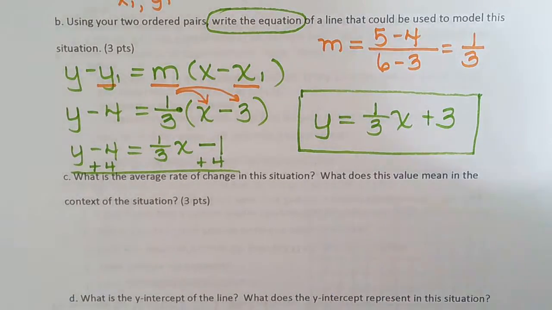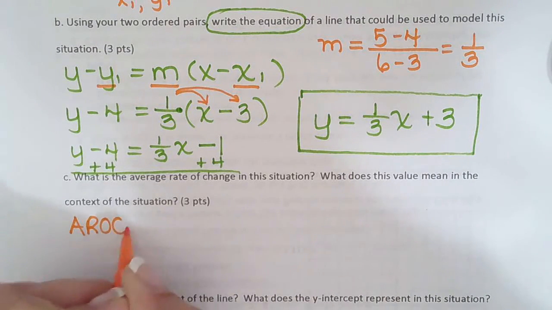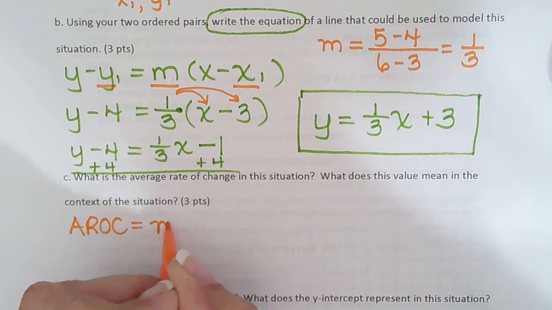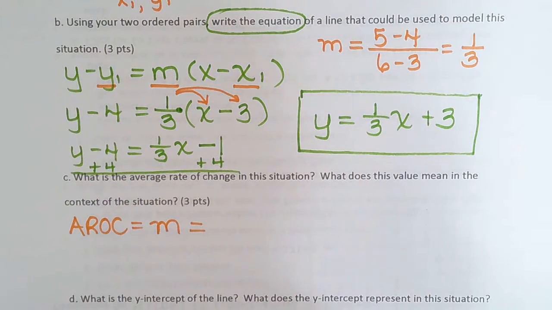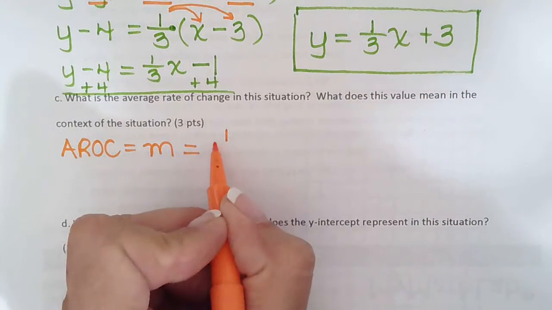Average rate of change, that's the slope. Didn't we already find the slope up above? The only difference is now they're asking for rate of change. That means it needs to be labeled. So we can bring our 1/3 up.